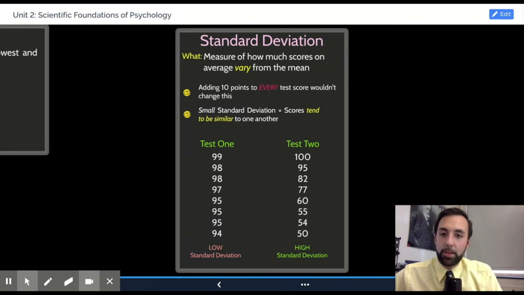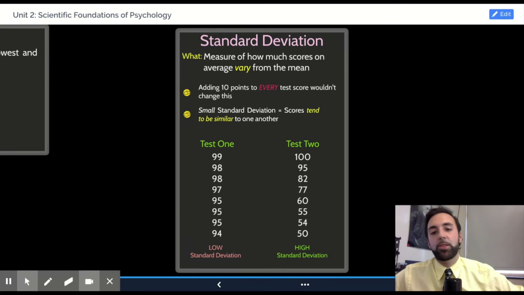What's unique about the standard deviation is, I'm going to start with the second bullet here and then go back up to the top one about adding 10 points. But in theory, and this is how it plays out, if you look at these two distributions here, test 1 and test 2, notice how test 1, basically all the scores are similar. It's a very low range, 99 to 94, range of 5. All the scores are really close to each other. Then you look at test 2 and you notice 100 all the way to a 50. Notice how the ones on the left are really close together.